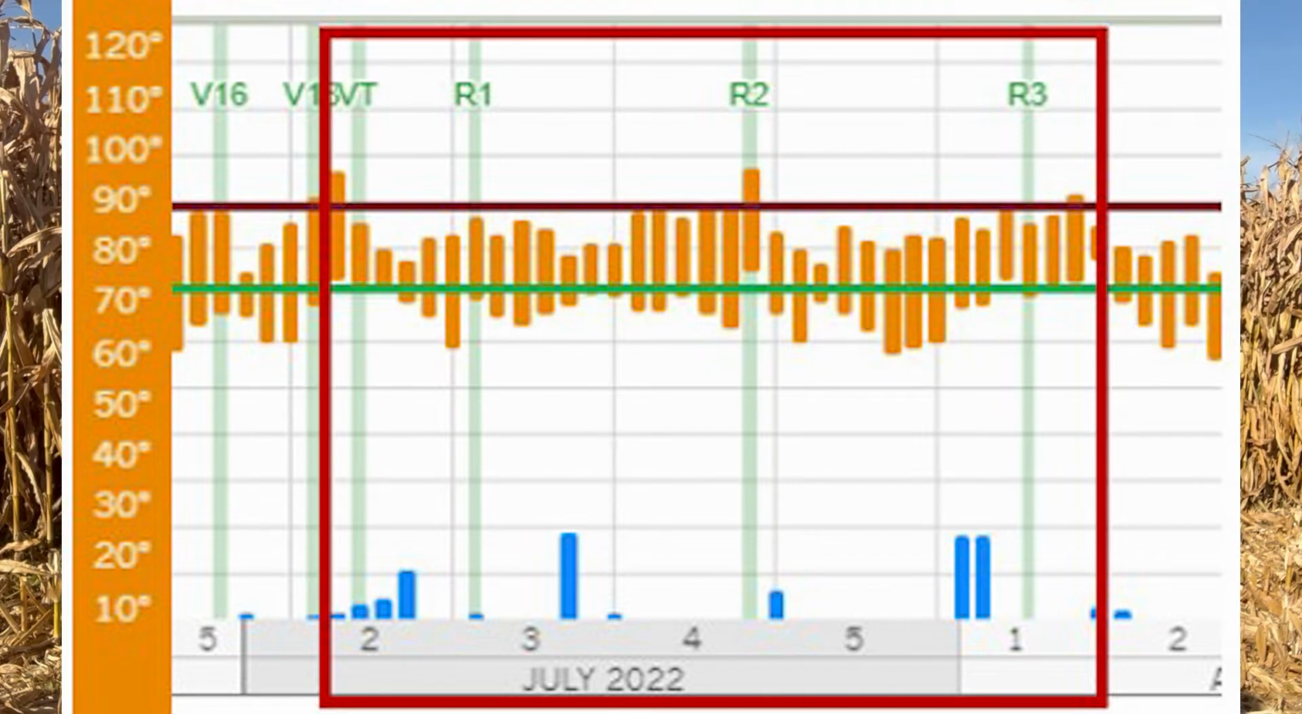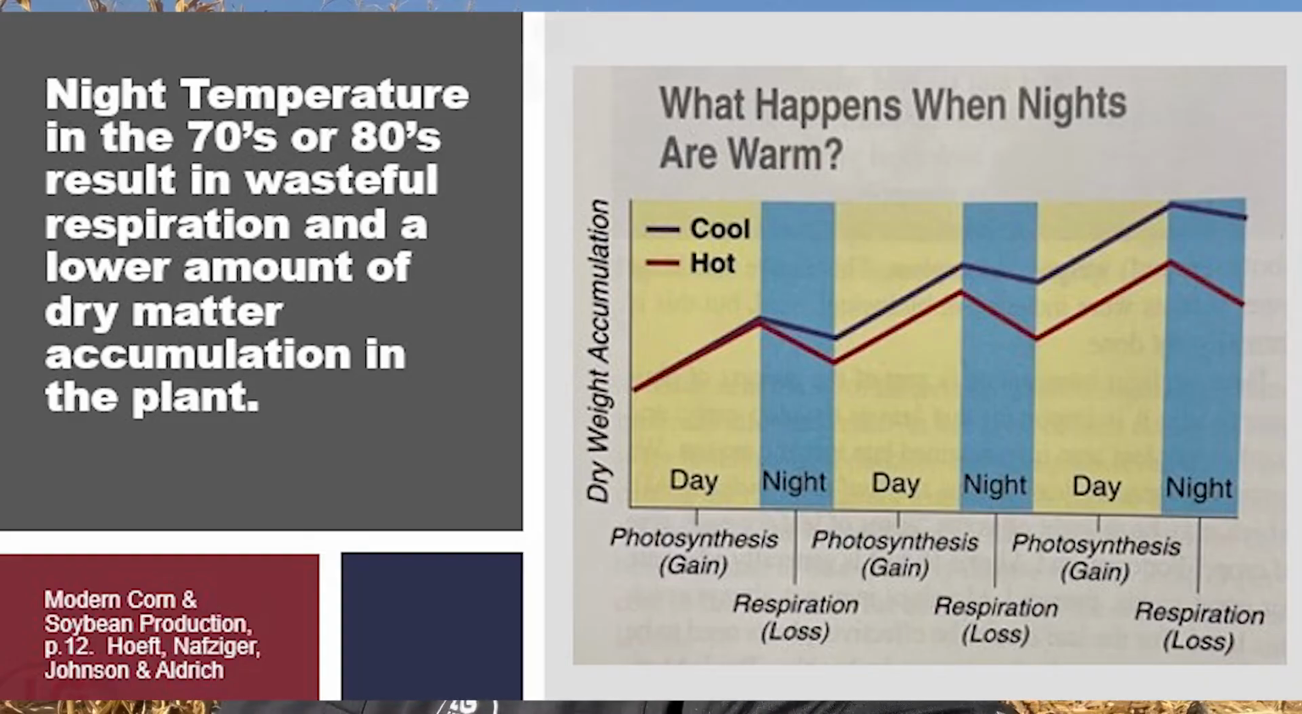Notice the nighttime temperatures do drop below 70 degrees, but when it doesn't, that means the respiration is excessive. So as we move on to the next chart here, we can see what happens at nighttime when we stay above 70 degree temperatures.